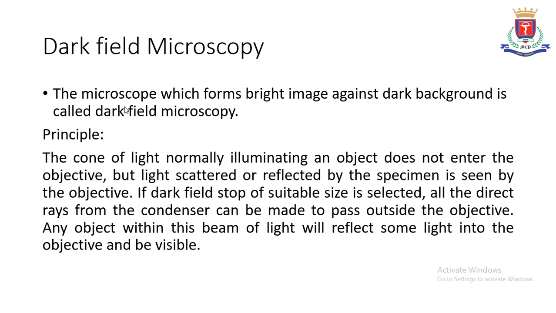If a dark field stop of suitable size is selected, all the directed rays from the condenser can be made to pass outside the objective. An object within this beam of light will reflect some light into the objective and be visible.